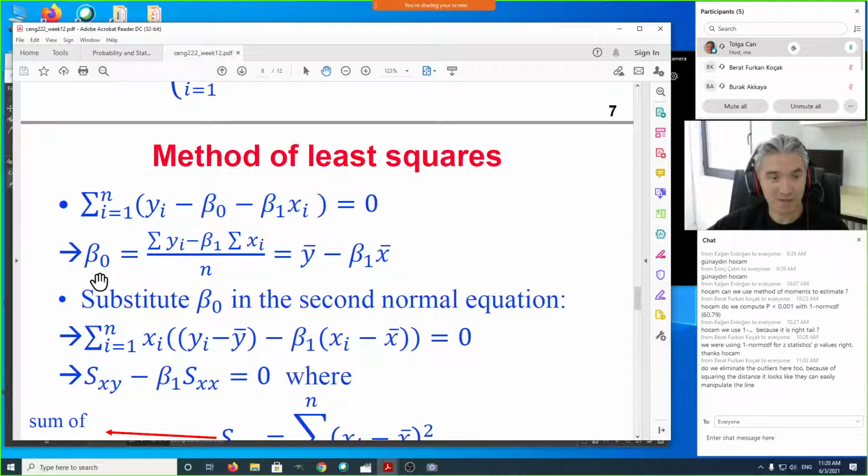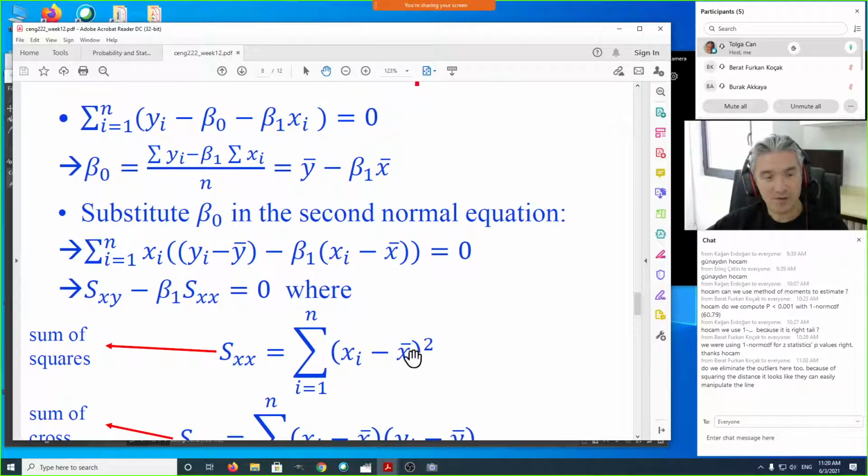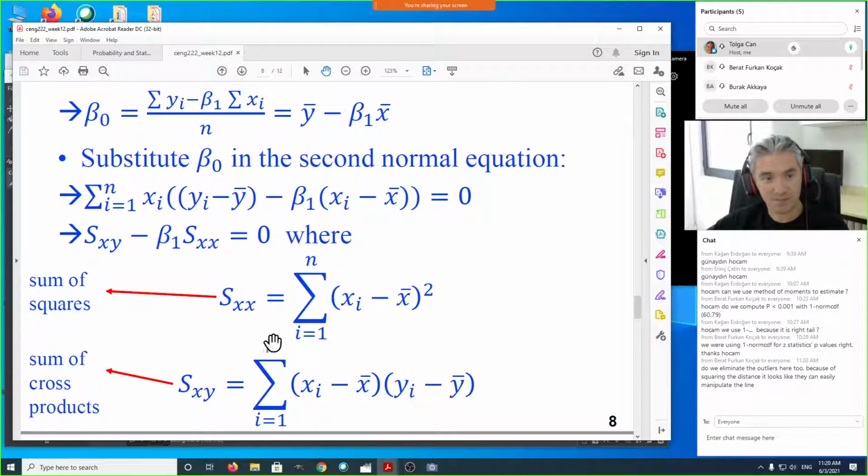Two unknowns, beta 0 then becomes equal to this value, y hat minus beta 1. So here beta 0, we find it with respect to beta 1. And if we substitute beta 0 in the second normal equation, we get ourselves a single equation in which we see some similar looking terms. So here, this is the equation.